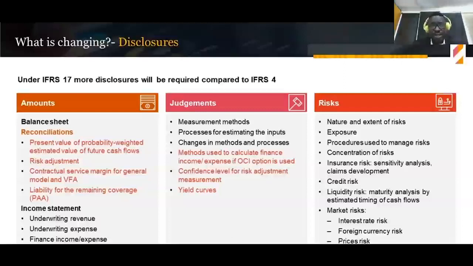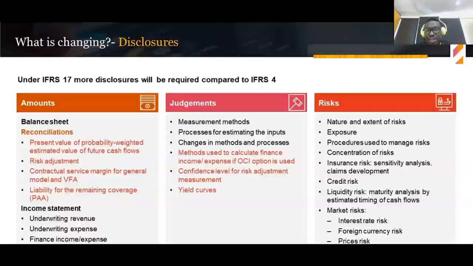There's also, like we said, a lot of judgments that IFRS 17 introduces. So we talked about discount rates, we talked about your onerous contracts, and we talked about confidence level, even for determining your risk adjustment measurement. So all of these judgments would also need to be disclosed. You need to disclose judgments around the method you use to calculate your finance income, judgments around your confidence level for your risk adjustment, judgments around the coverage units that you have used, amongst other judgments that you might also need to disclose.